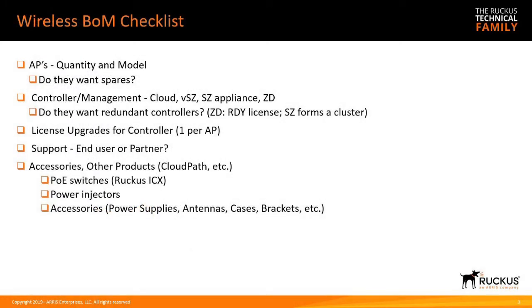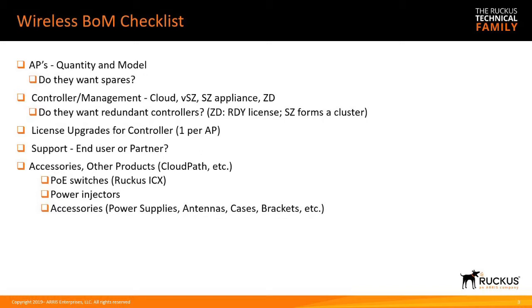Bill of material checklist, we covered this in the other video, but you have chosen your APs, the quantities, the models. Do they want spares for those, or do they want advanced replacement? Then the controller. A lot of these pieces don't really match to cloud, because you're not buying a controller license, you're not buying support on that controller. You don't have to worry about controller redundancy because we have all the redundancy you could ever ask for in our cloud, in our data centers.